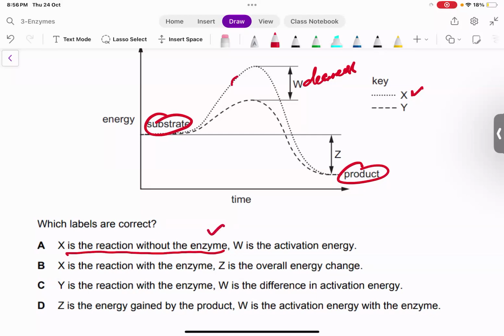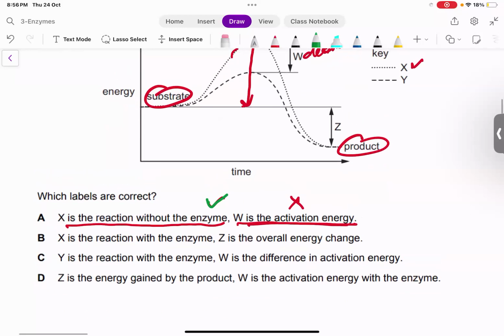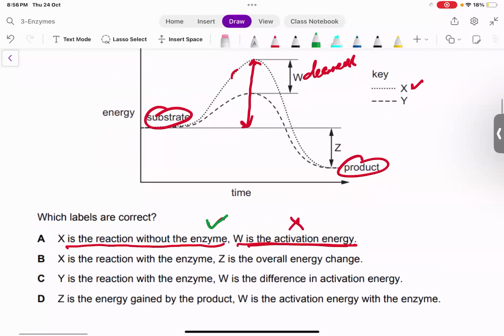W is the activation energy. No, W is not an activation energy. Activation energy should start from here. This should be an activation energy. Okay, so this second part of the statement is not correct. First part is correct, but the second part is not correct. X is the reaction with the enzyme. No, X is not a reaction with the enzyme. This is without an enzyme. So this first part is not correct.